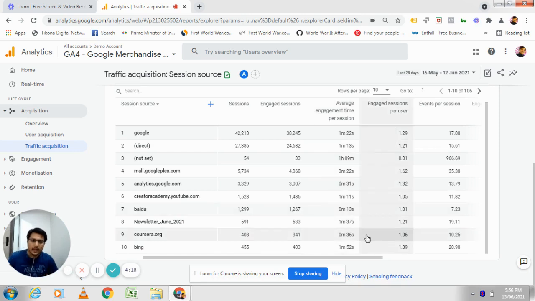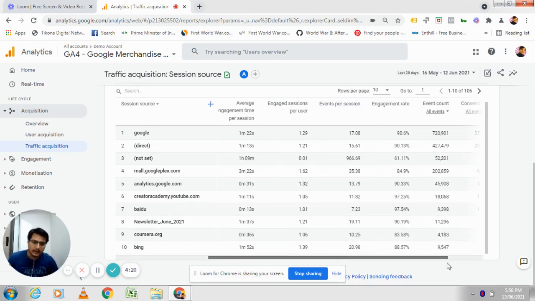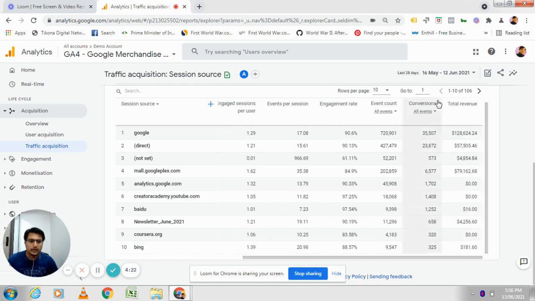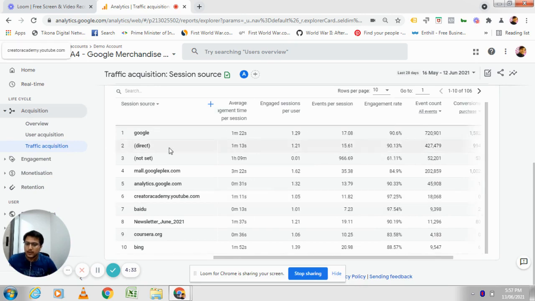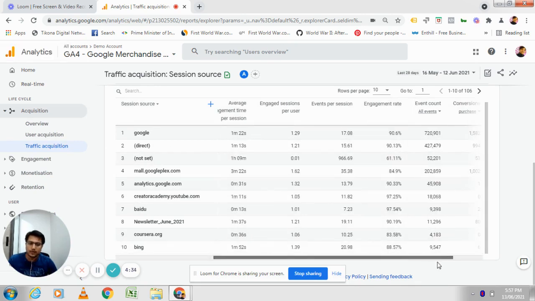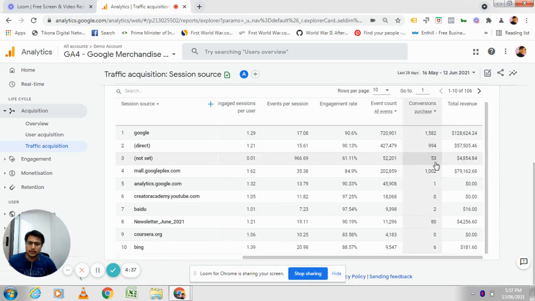Okay. Now the next thing is the events. You can see conversions here. You can break it down by purchases also. So you can see what the sources are and how many conversions they contribute. This is how you will come to know which sources are contributing how many purchases. Okay, clear? Now you have acquired the customer.